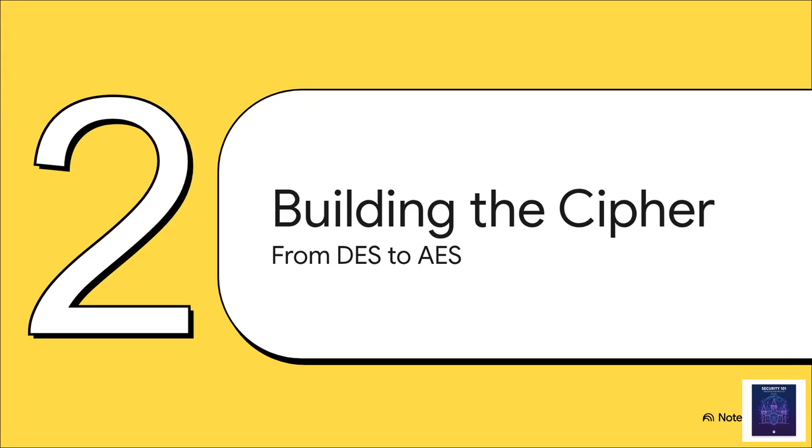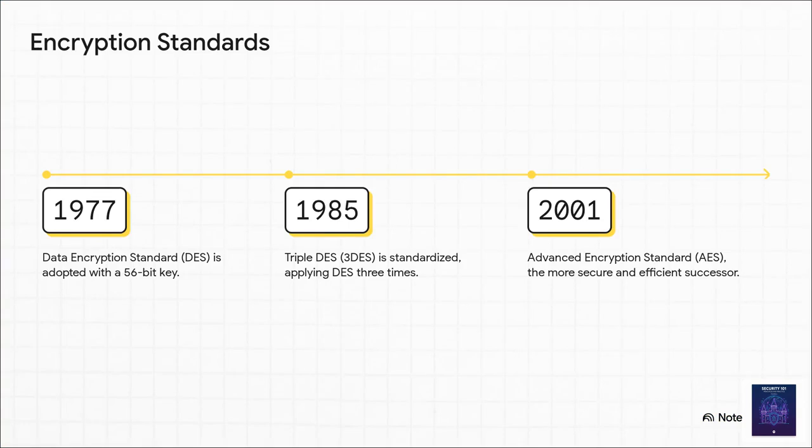Now, the idea of that one-key lockbox sounds pretty straightforward, right? But the actual locks, the algorithms themselves, well, they've gotten incredibly sophisticated over the years. So let's take a quick look at how we went from the early days to the powerhouse standard we all rely on today. Back in 1977, the big thing was DES, the Data Encryption Standard. But as computers got more and more powerful, its 56-bit key just wasn't enough to keep attackers out. So as a stopgap, we got triple DES, which, you guessed it, basically just ran the DES process 3 times.